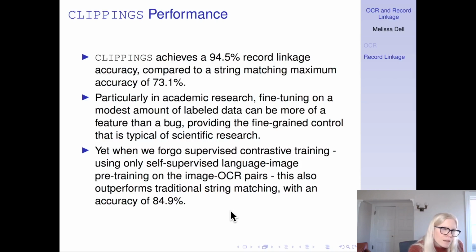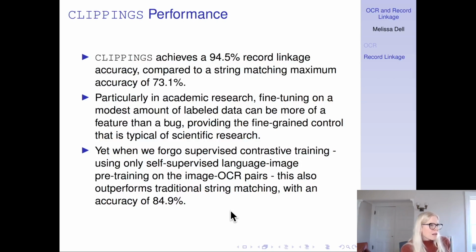And so we find that clipping achieves 94.5% record linkage accuracy. That's compared to a string matching maximum accuracy of 73%, which was from using FOCR, which, as you guys saw in the first half of this lecture, has a character error rate of around 0.6 to 0.7%. So this is a very accurate OCR. It's about a best case scenario that you can get.